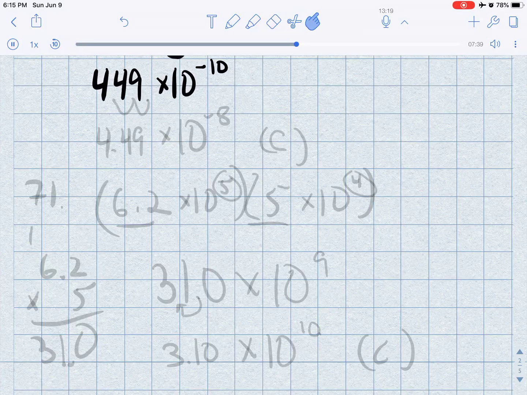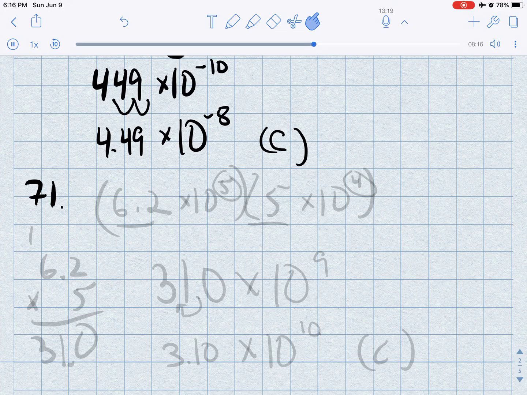So to put this in standard form, we'd have to go to the decimals here, right? So we go 1, 2. 4.49 times 10 to the what? 10 to the negative 8. Okay? So that is choice C for 70.